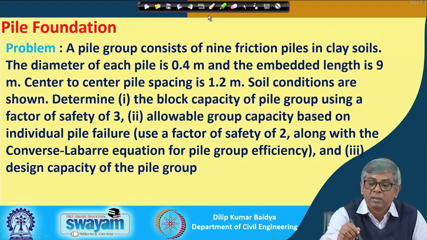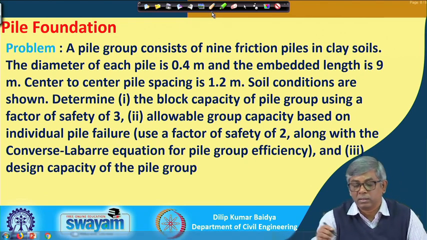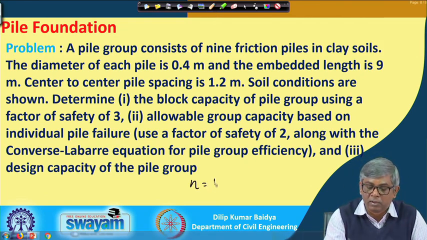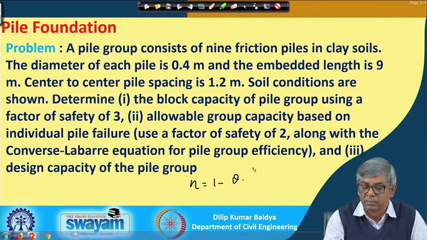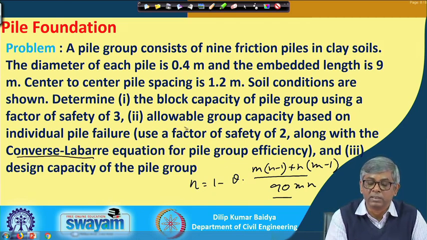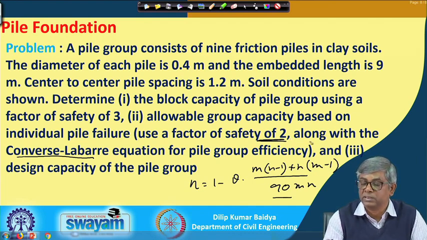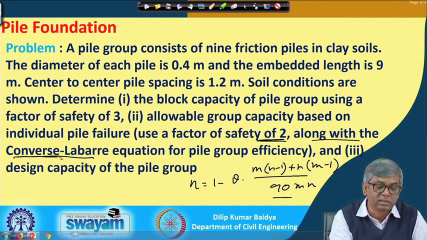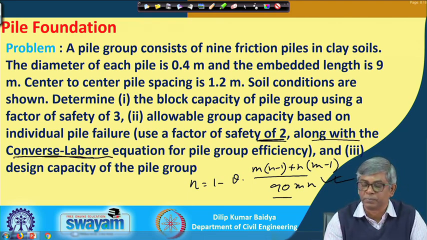That means whatever equation I have shown, efficiency equals 1 minus theta multiplied by [(n minus 1) m plus (m minus 1) n] divided by 90 m n. That equation is named after Converse-Labarre. So, while calculating allowable group capacity based on individual pile failure, you have to take a factor of safety of 2 for the single pile, and the efficiency has to be calculated. There are different methods I have already mentioned, so you have to use this particular method, the Converse-Labarre method.